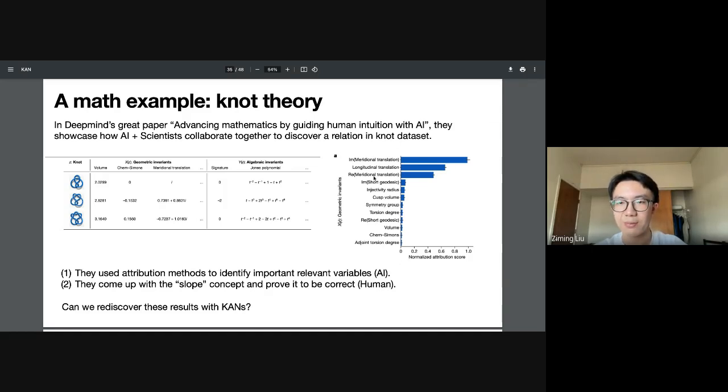They identified 3 important variables here, and then the human scientists in the team came up with this slope concept and proved an equation to be correct. The second step is all done by humans. So we want to see if our KANs can rediscover these results, with more automation, and potentially discover something new beyond their paper.